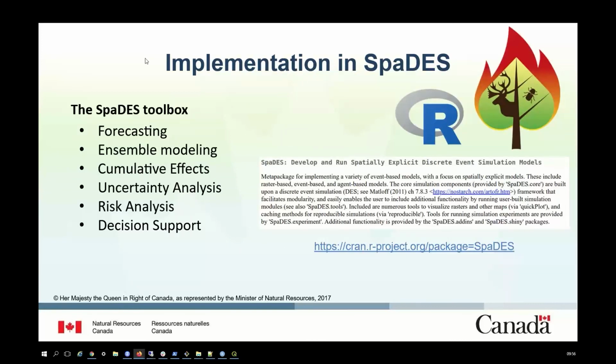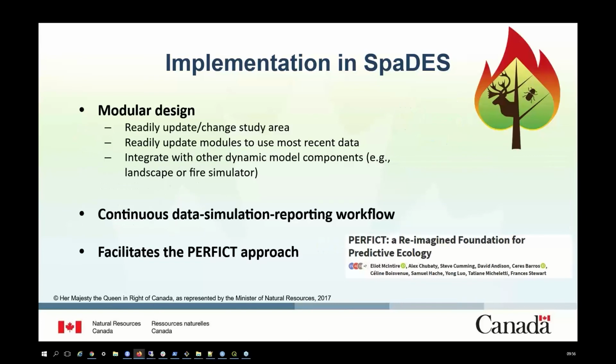Oh, sorry, and just before I get there, I just wanted to talk a little bit about what made all of this possible. And that's the SpaDES package, or the SpaDES platform, that we implemented in the R programming language. That's available on CRAN. It's an open source project. It's an open source modeling framework that allows us to do these forecasting models, but it also allows us to do a lot of other things. Ensemble modeling, we can examine cumulative effects, uncertainty analysis, risk analysis, and of course decision support. So there's a lot of potential here with the software that we've developed.